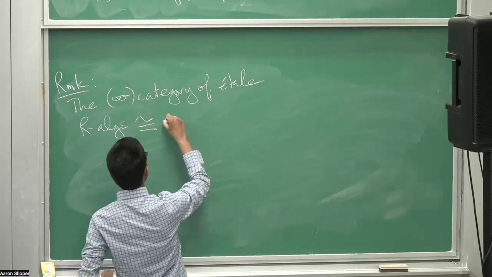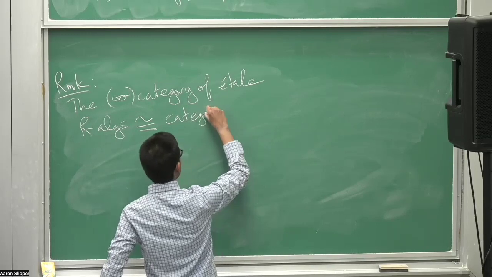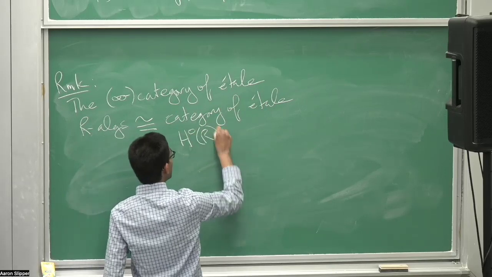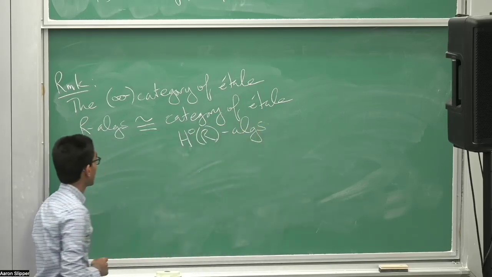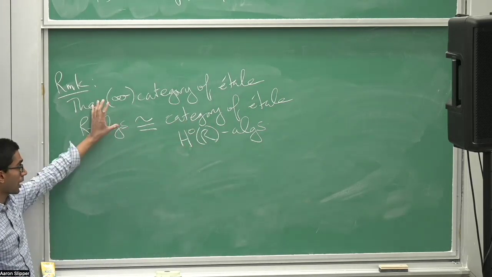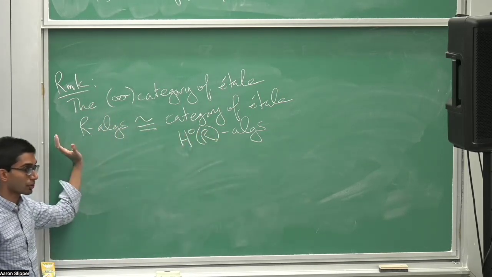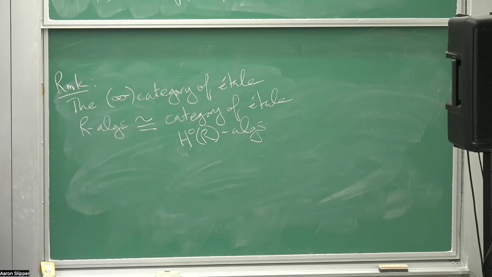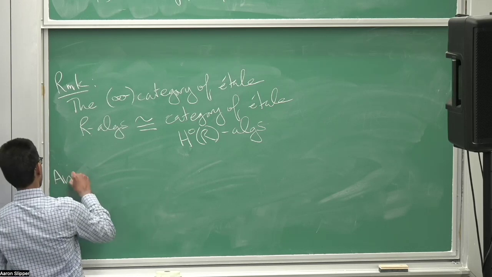It's equivalent to the category of étale H0 of R-algebras. So in other words, the étale site of an animated ring is the same as the étale site of its zeroth cohomology. This is analogous to the more classical fact that the étale site of a classical ring is the same as that of its reduction. There is a sort of analogy between taking H0 and taking the reduced part of a scheme.